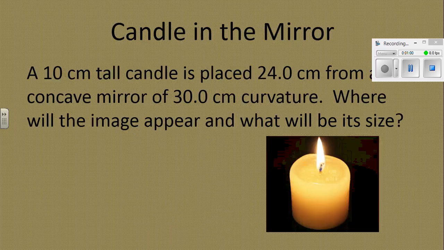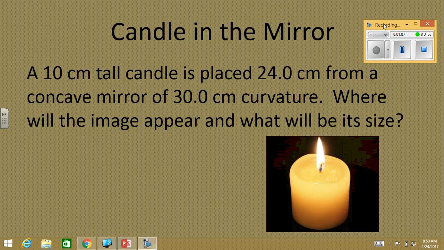So let's go to our first problem. So we have this candle. It's 10 centimeters tall, and it's sitting out in front of a concave mirror, 24 centimeters out in front, and the curvature of the mirror is 30 centimeters. And we want to figure out where the image appears and what its size will be.